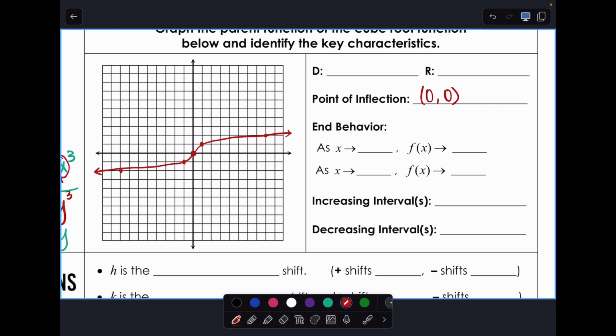Okay. We already said it. Domain is negative infinity to positive infinity. Always negative to positive, like least to greatest. We write our notations least to greatest. Okay? And then range is going to be negative infinity to positive infinity. Are we still not allowed to write all real numbers? You want to write this instead? Yeah. Totally fine at this point.